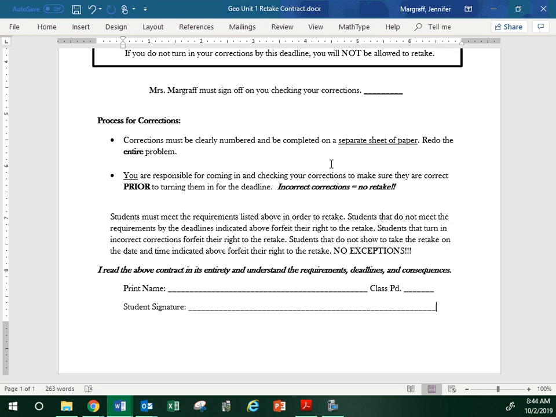By the time you turn them in to me for your retake, they need to be completely correct. If they're wrong, then you don't get a retake. You have to actually have correct answers, which should be no problem since I'm giving you the key to check it with, and you can come ask me questions. So you do your corrections, you come see me, check it with the key, fix anything you need to, and then you turn in your corrections once it's all correct.